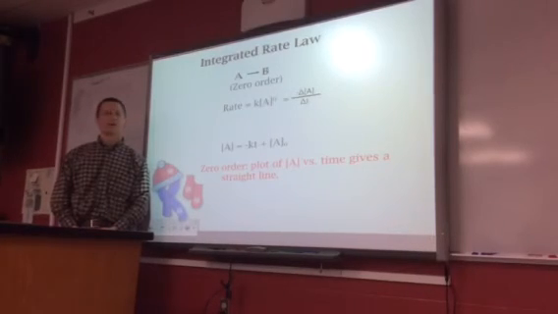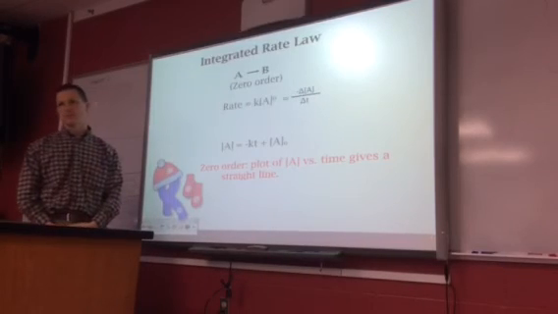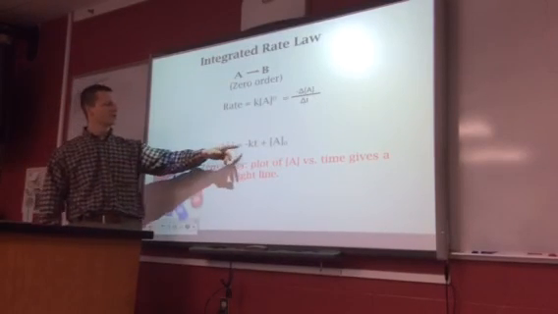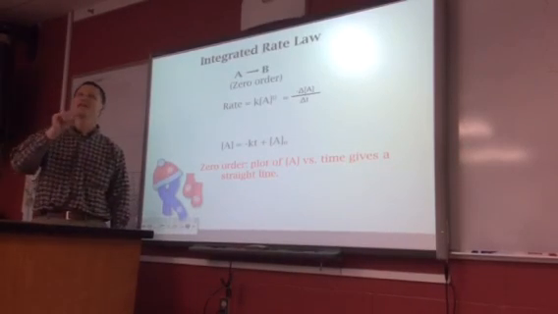Wait, what if you graph it and it's not a straight line? Then one of the 3 will be a straight line. Either the concentration versus time is going to be straight, or the natural log of concentration versus time will be straight, or the inverse of the concentration versus time.